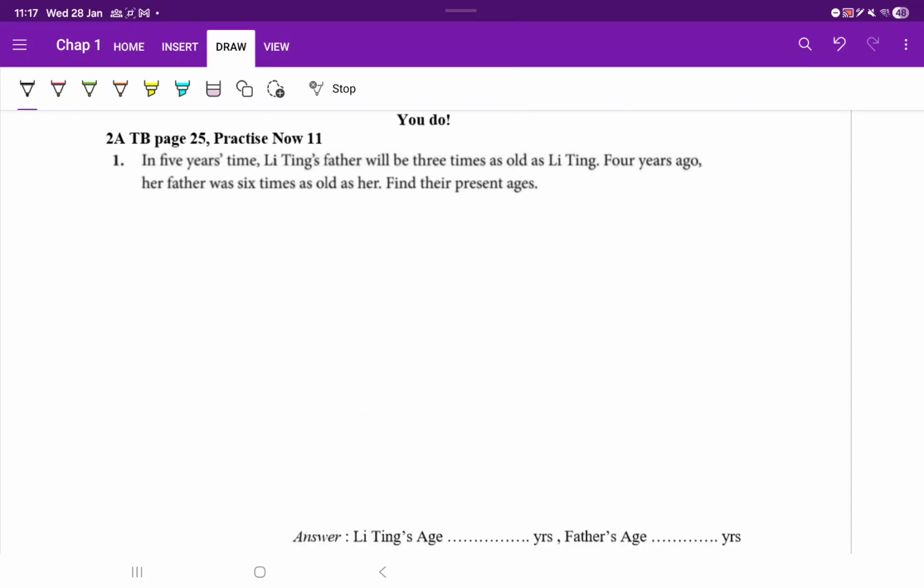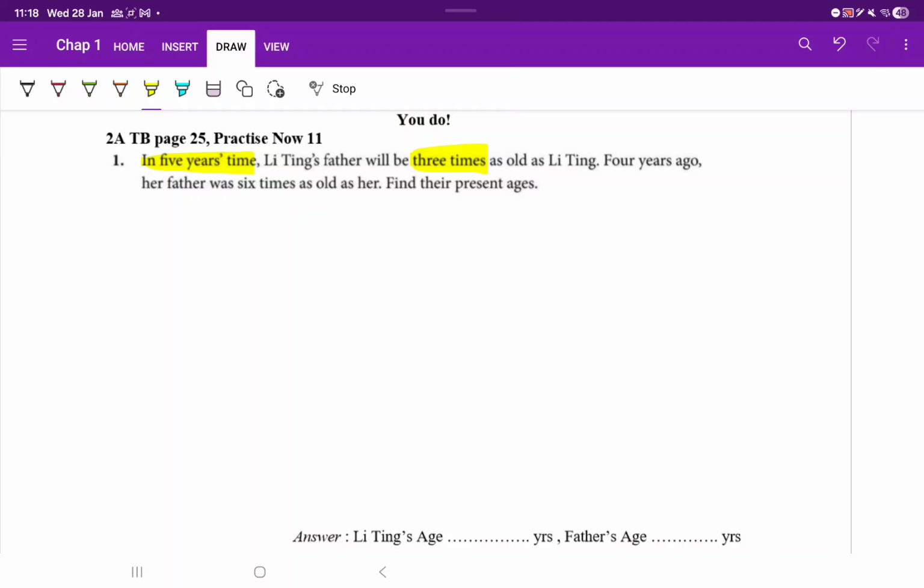Now, this one, hopefully you are done. Anyone done it already? Okay, good. I will now go through, then you check. When I go through, I want you to make sure that your annotations are the same as mine. I want you to make sure that you tell me what you are actually doing. Okay? Okay, let's start. In 5 years' time, Li Ting's father will be 3 times as old as Li Ting.